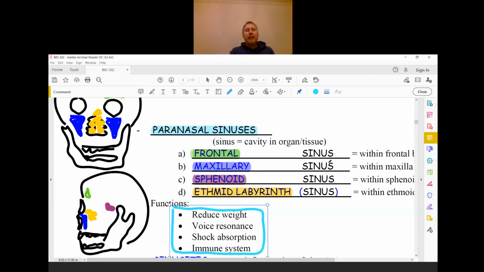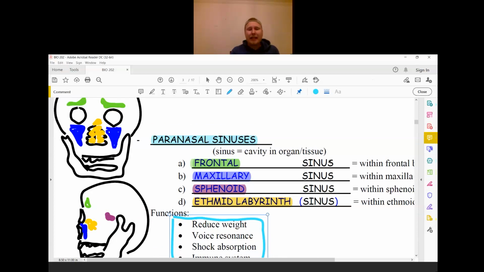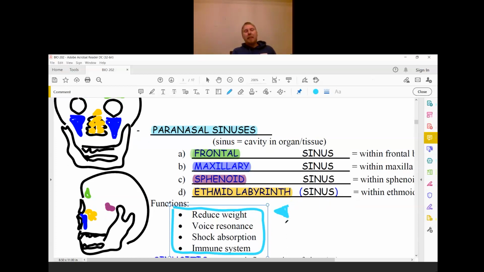Some of them better accepted, some of them a little less accepted. But regardless, we're going to go through all of them. Probably the 2 first ones are the most well accepted within the field. That first of all, these empty spaces within the skull help to reduce the weight of the skull. So if you think of the bird and bird bones, those are hollow. That makes the skeleton of the bird a little lighter, easier to fly, easier to lift that weight.